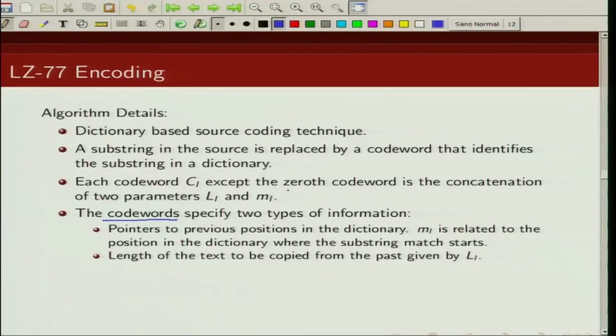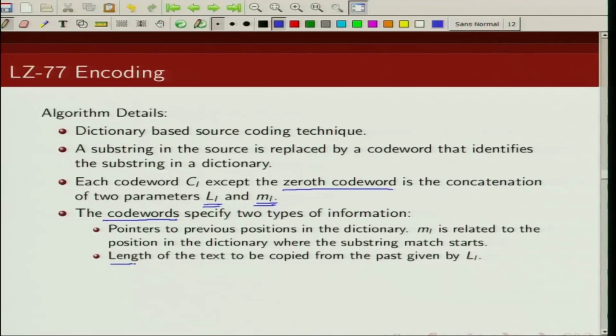The string of bits are there in the dictionary. Whenever a new string comes in, we are searching for the largest string which is already there in the dictionary. So we are interested in finding out the length of the string that is matched to a string already in the dictionary, and also where in the dictionary this match is occurring. So we are interested in two things when we specify code words except the 0th code word, and these two things are the parameters L and M.